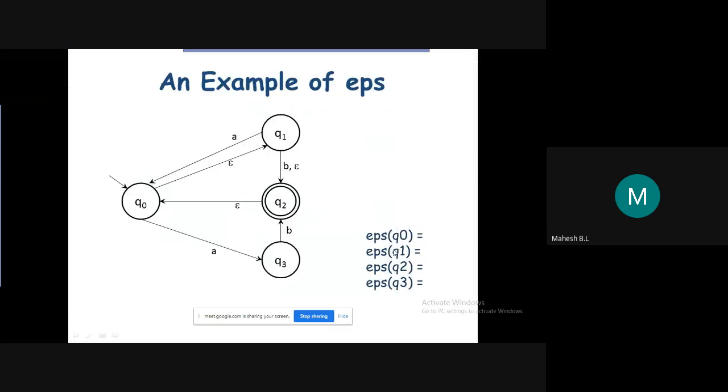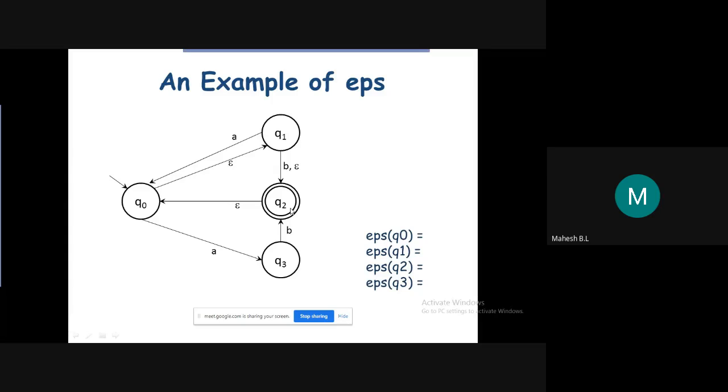Then you need to compute epsilon of Q1. So epsilon of Q1 must include Q1 first. Then from Q1, which states can you reach using epsilon? From Q1, you can reach Q2 using epsilon. That's why Q2 should be included in epsilon of Q1. Then, as you can see, from Q1, you can reach Q naught using epsilon transition. That's why even Q naught has to be included. That means epsilon of Q1 is Q1, Q2, and Q naught.